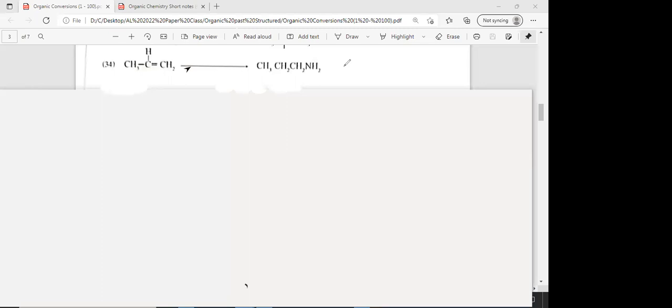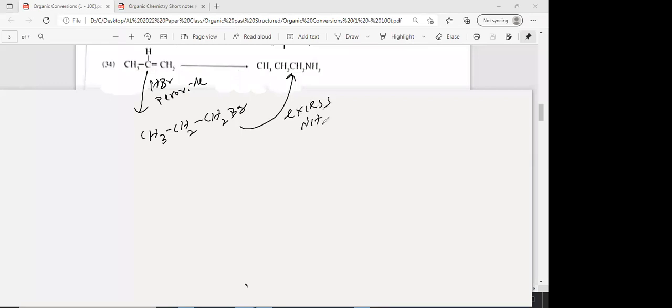Good. Very good. So this is how you do it. I'll write it. Here you can put this into CH3CH2CH2Br. How? HBr in peroxide medium, anti-Markovnikov. Peroxide medium, or you can put H2O2. Then you can put excess ammonia. Understood?